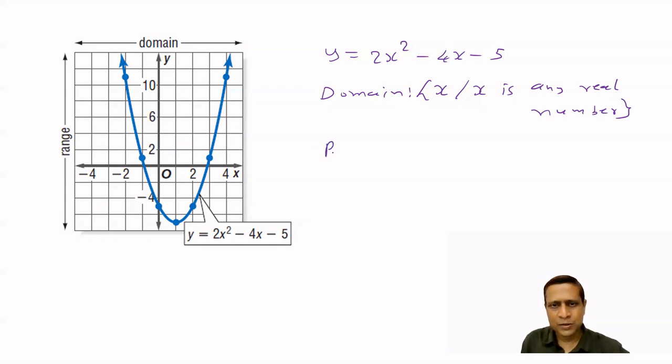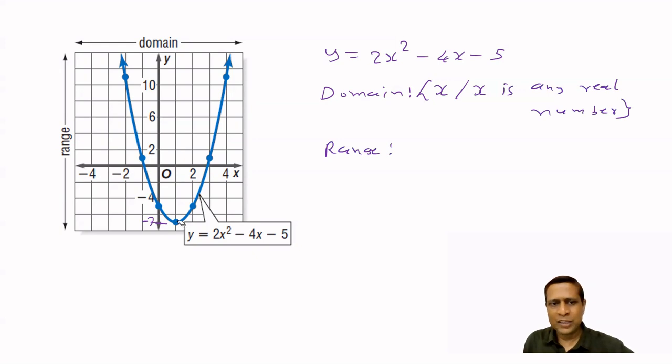Now what is range? So range is output. Output means y values. So what are the y values? As you can see this point, this is -2, -4, -6, -7. This point is -7.